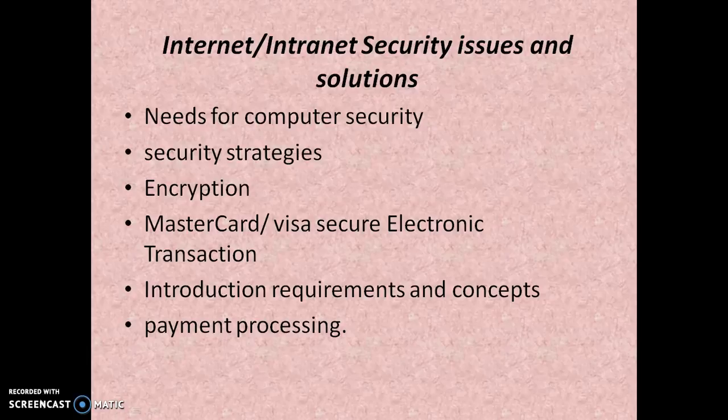First, the intranet and internet security issues and its solution. This involves the need for computer security, which is mandatory nowadays. The next one is security strategies. These are the various security strategies which are applied either to the network or to the computer. One of the good ways of securing the internet or intranet is to apply encryption methods. It is a very widely used security strategy.